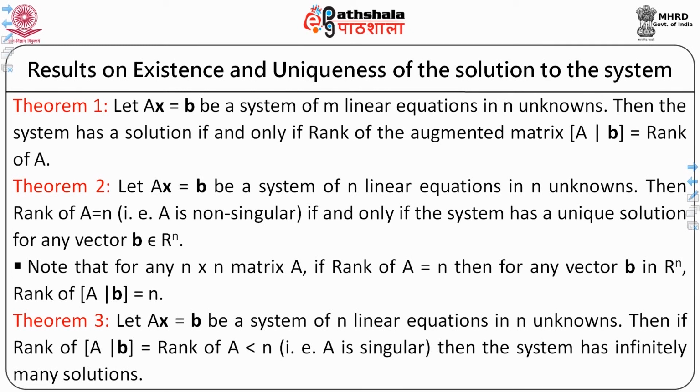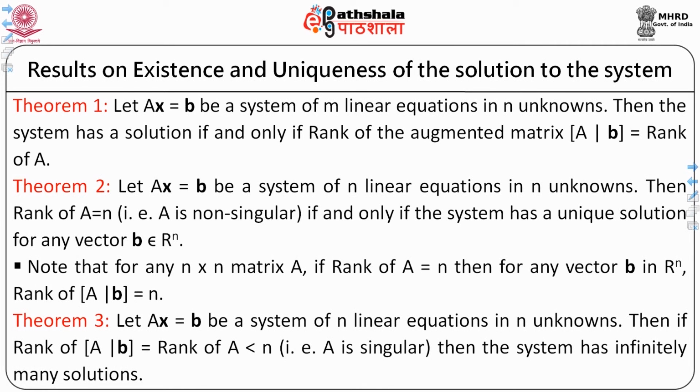Theorem 2 says that let A x bar equal to B bar be a system of n linear equations in n unknowns, then rank of A is equal to n. Now, here we are taking n linear equations in n unknowns and rank of A equal to n, that is A is non singular, if and only if the system has a unique solution. So, if it has a unique solution, A has to be non singular, and if it is non singular, it has to have a unique solution.